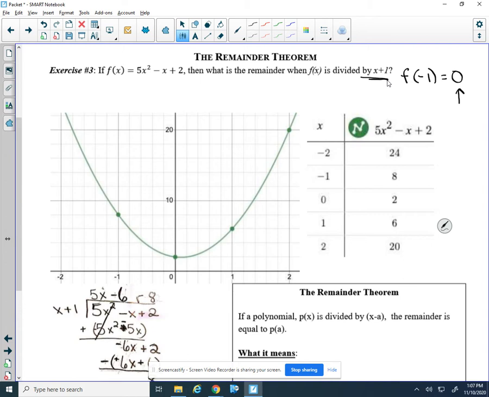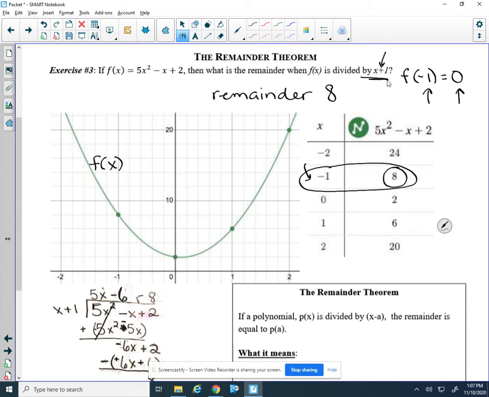So here I have f of x graphed. And if we're trying to look at x plus 1, thinking about dividing by x plus 1, on the graph, once again, we will check negative 1. So here that is. So negative 1 is not a factor. It's 8 off, which means the remainder, if we did the whole long division, the amount off it is from being a factor, is 8.